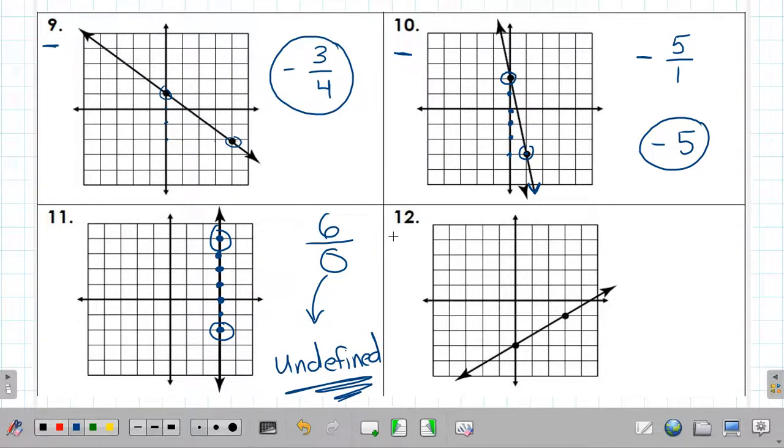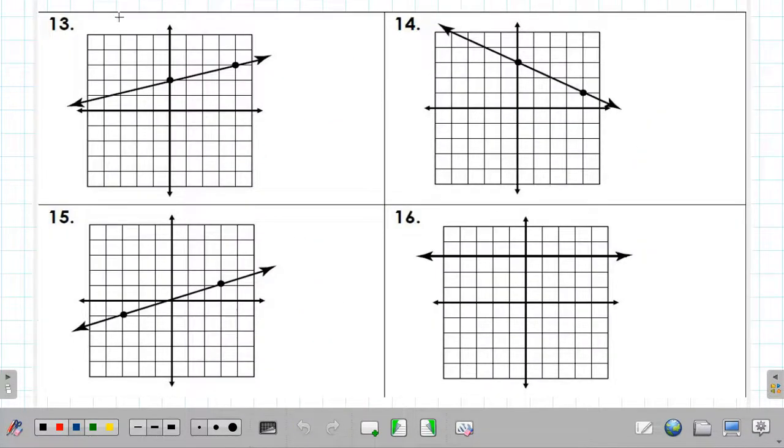Number 12 here, we know that the slope should be positive. So we're going from here to here. That means we go up 1, 2, and to the right 1, 2, 3. Not 2 over 2, 2 over 3. And that's as far as we can go because, once again, that is the most simplified version of that fraction.